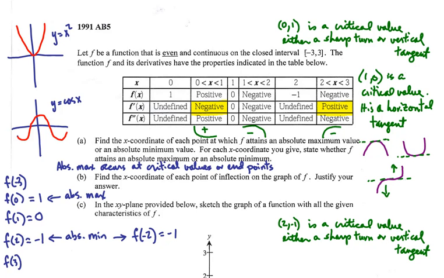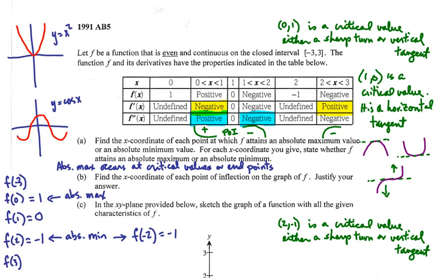Alright, so what we want to do next in part B is to find the x-coordinate of each point of inflection of the graph. And recall what a point of inflection is: it is where the second derivative changes sign. Let's take a look at where the second derivative changes sign. From x equals 0 to x equals 1, and then from x equals 1 to x equals 2, the second derivative goes from positive to negative. So that's definitely a point of inflection there.